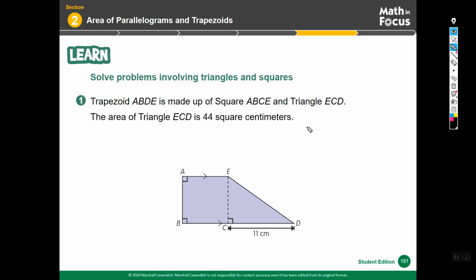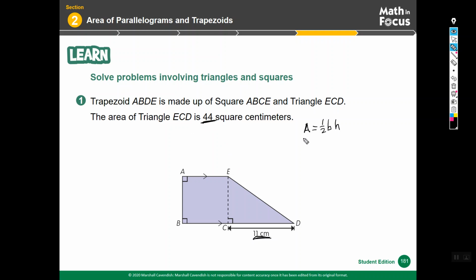So first thing we're going to do is solve for the area of this triangle right here. So we're going to write the formula, because that's what we do first, so we can organize our numbers. And we know that our area is 44, and we know that we have a base that is 11.